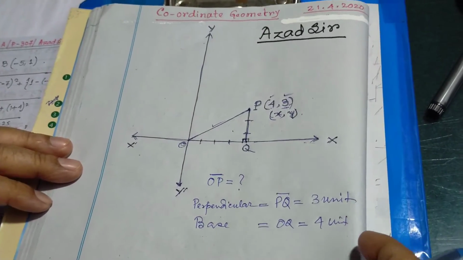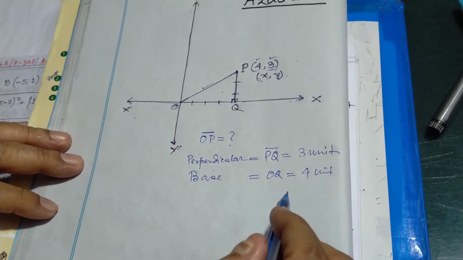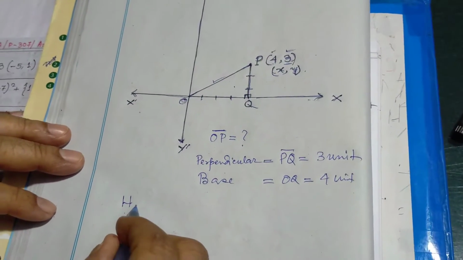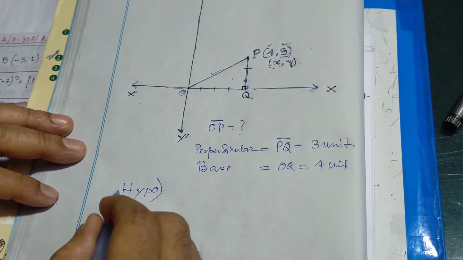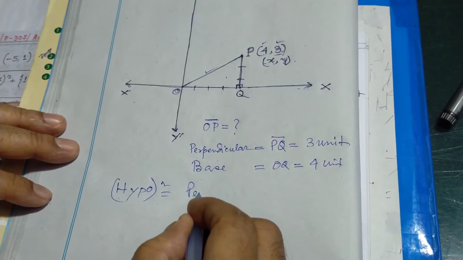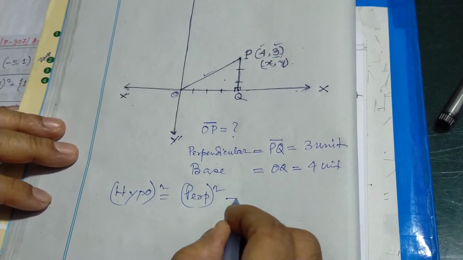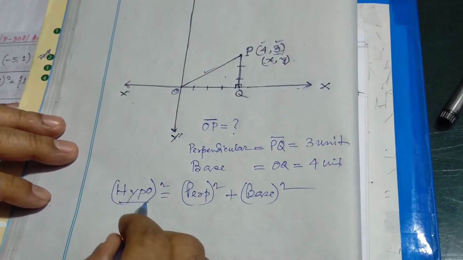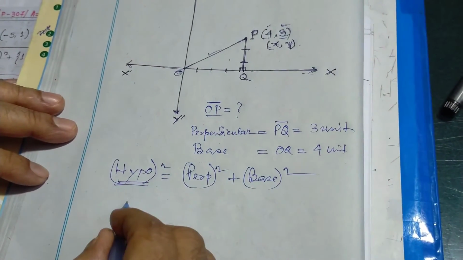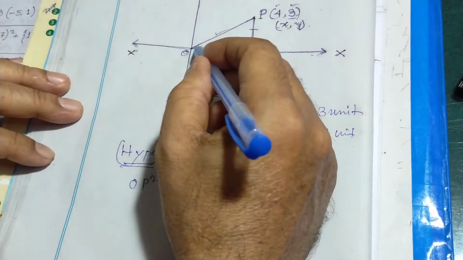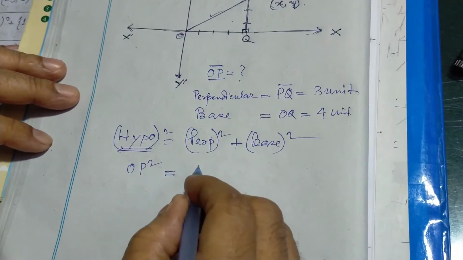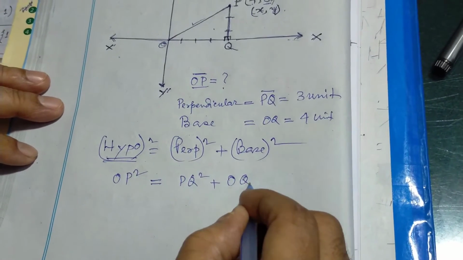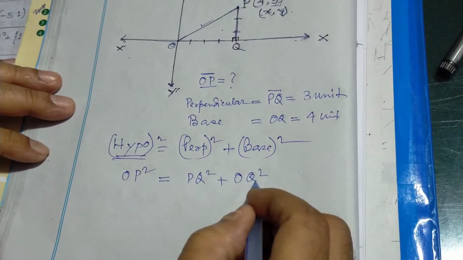And most probably you have learned the Pythagoras theorem. What is Pythagoras theorem? The theorem is hypotenuse square equal to perpendicular square plus base square. We have to find the hypotenuse. What is hypotenuse? OP. So OP square, this one, OP square equal to PQ square plus OQ square. Or you can write OQ square first, PQ square later.